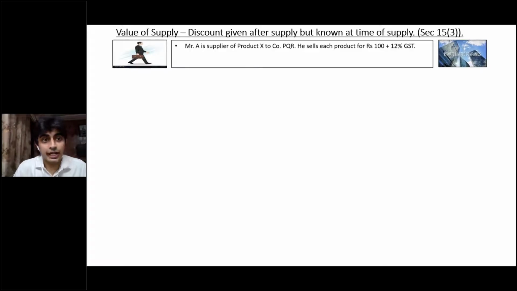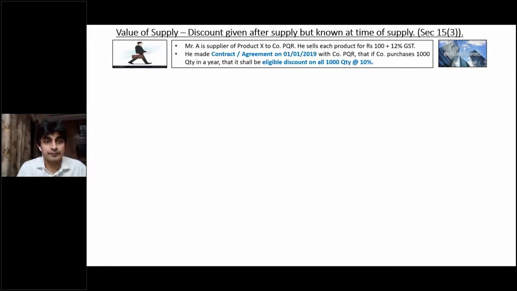Mr. A is a supplier of product X to company PQR. He sells each product for rupees 100 plus 12% GST. He made a contract agreement on 1st January 19 with company PQR that if the company purchases 1,000 quantity in a year, then it shall be eligible for discount on all the 1,000 quantity.